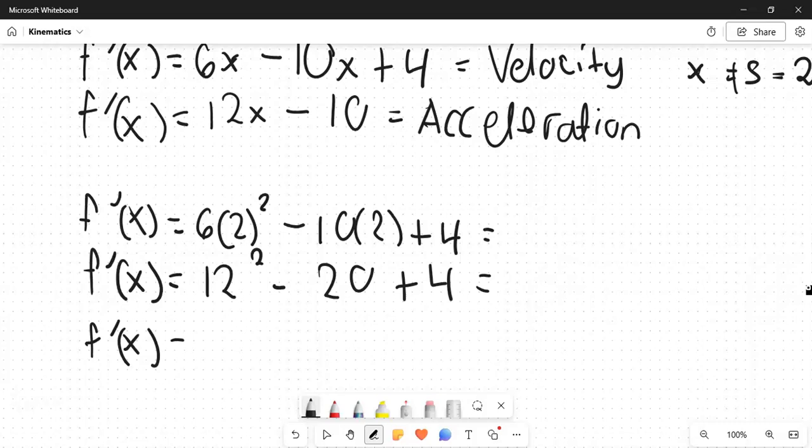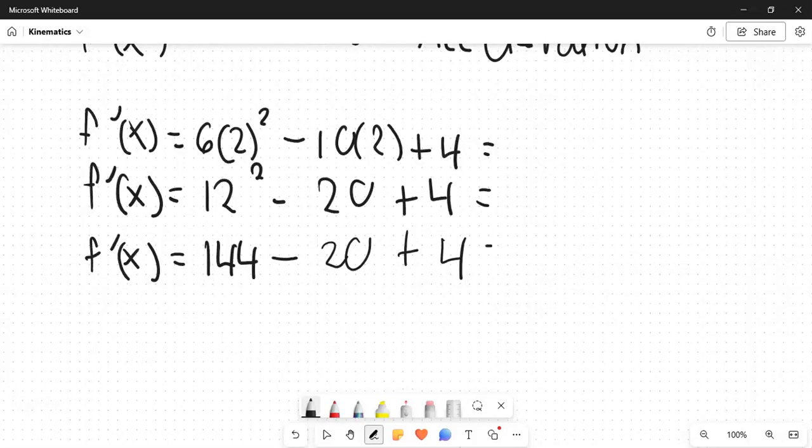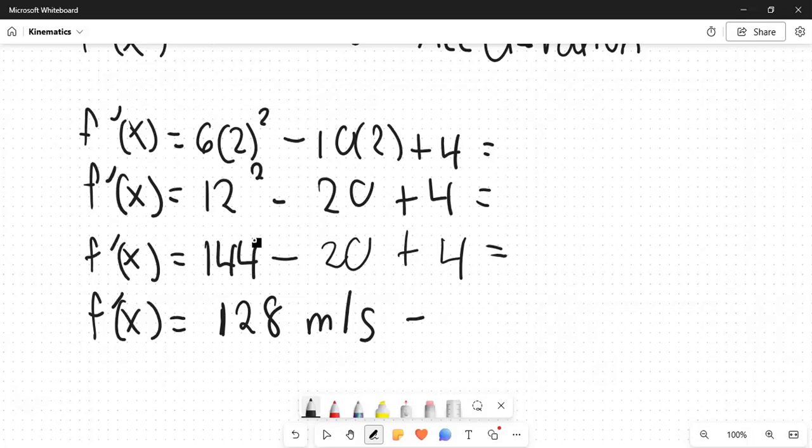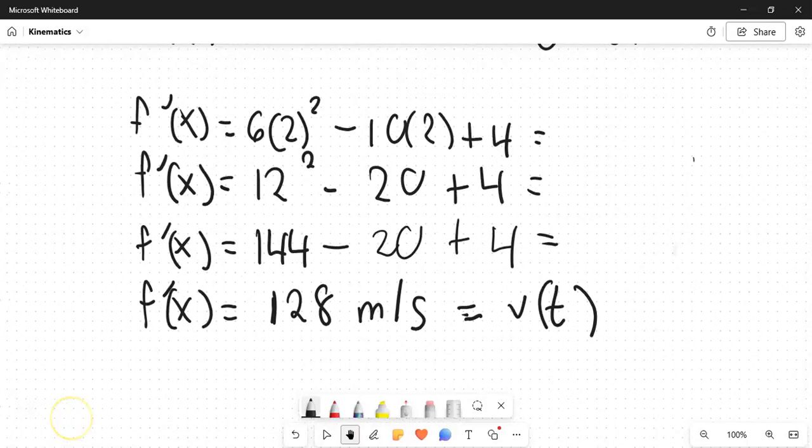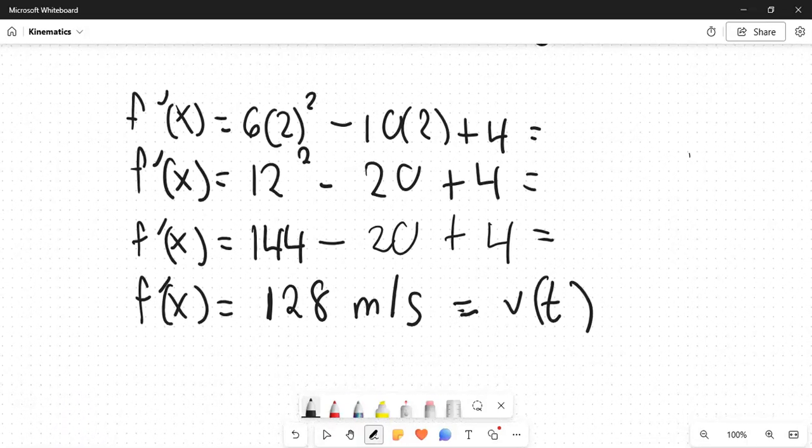f dash x is going to be 24 minus 20 plus 4. Then our velocity finally is going to be 8 meters per second, which is our v(t) of this equation. This is an example of how we find the velocity.